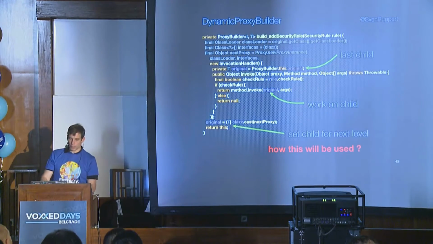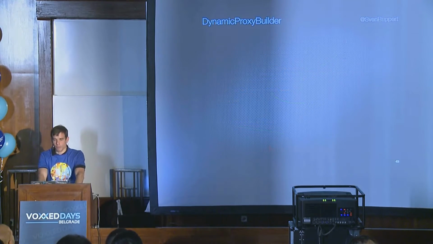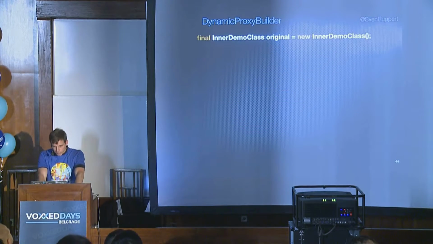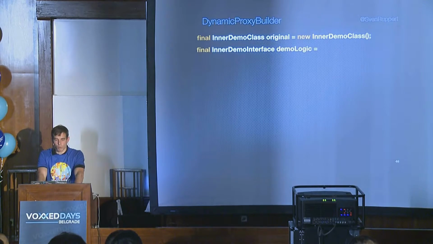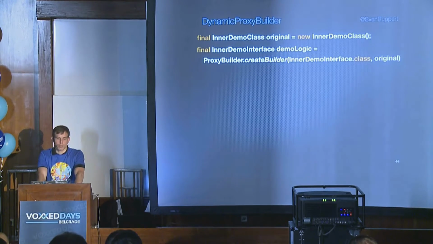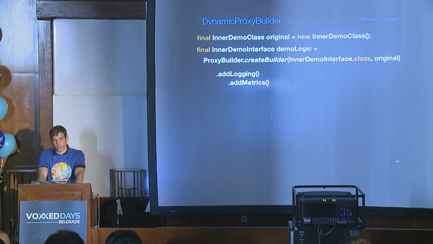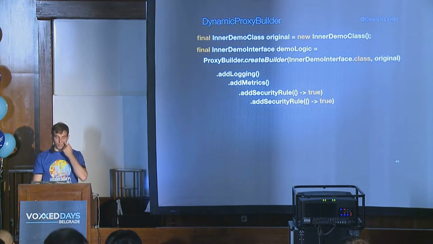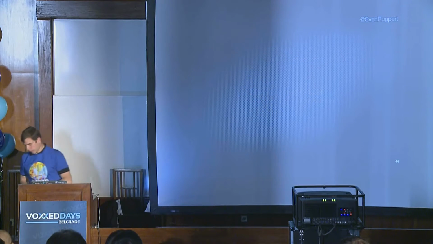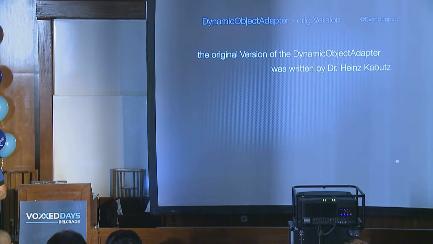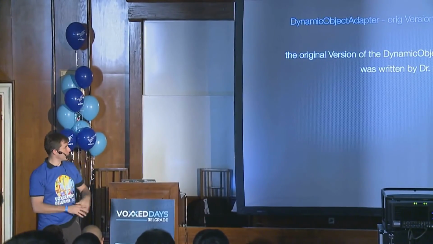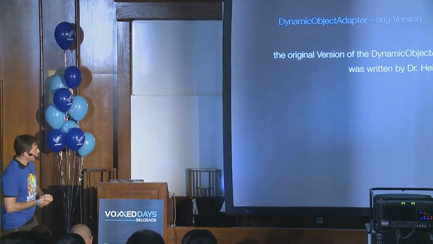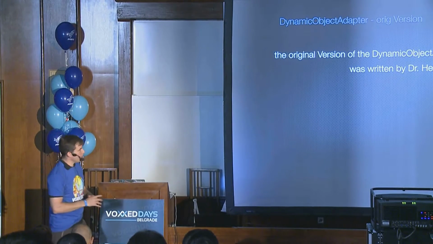So how this will be used, it must be easy to use. This means if a developer would use it, you have this original, you have this interface you want to work on, then you say, okay, create builder with this interface on this original implementation, please add logging, and we had it a few minutes before, add metrics, add security rule, and so on. If you're writing this, then you have the chance to give a very, very easy interface for developers to do this. The next one is the DynamicObjectAdapter.